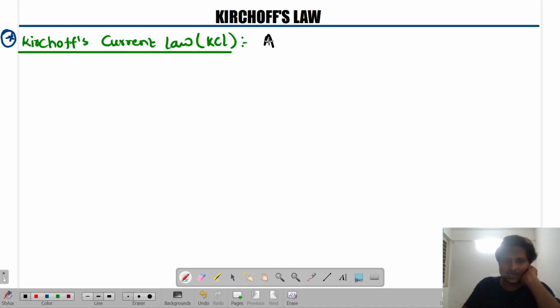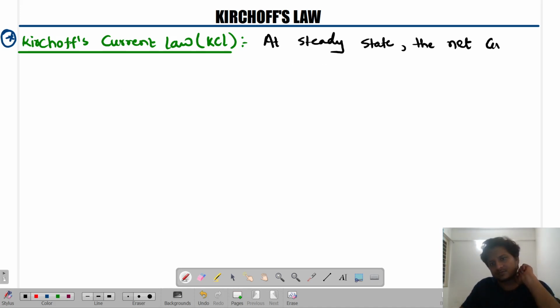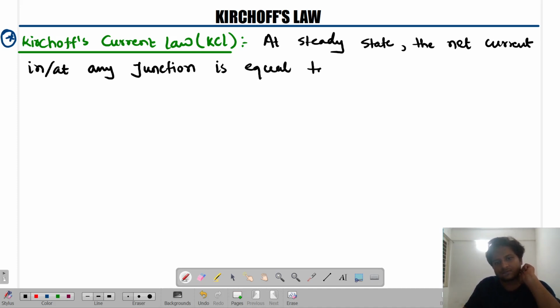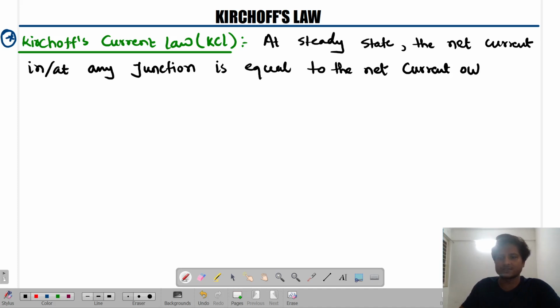It says that at a steady state, the net current in or at any junction is equal to the net current out from any junction.